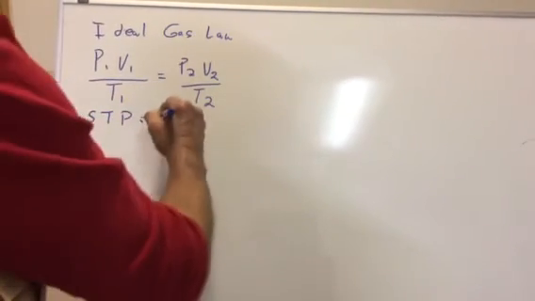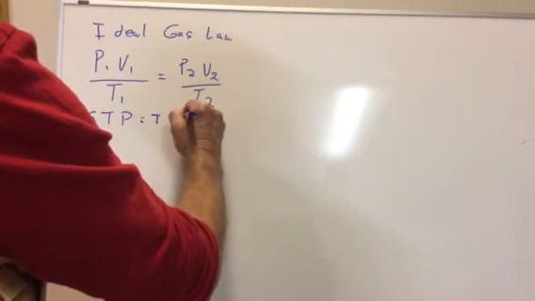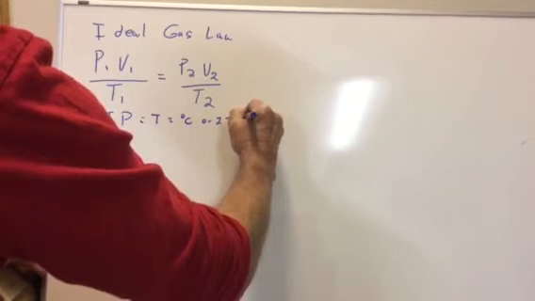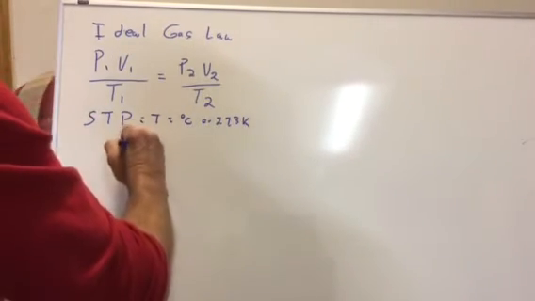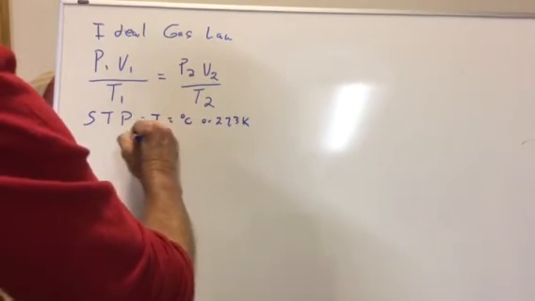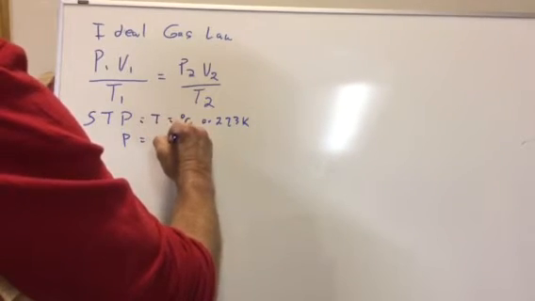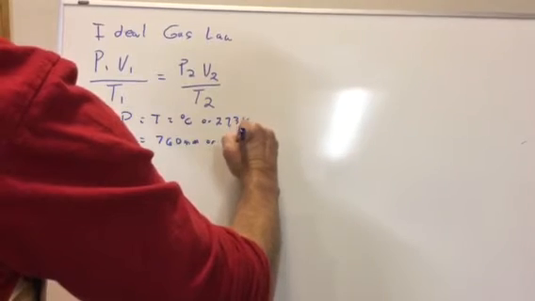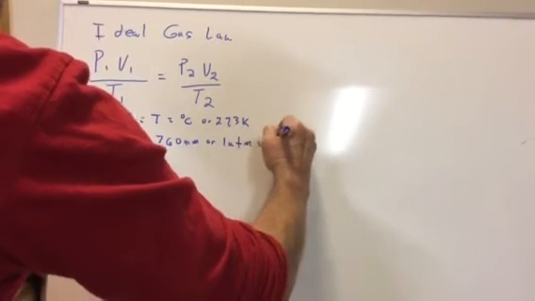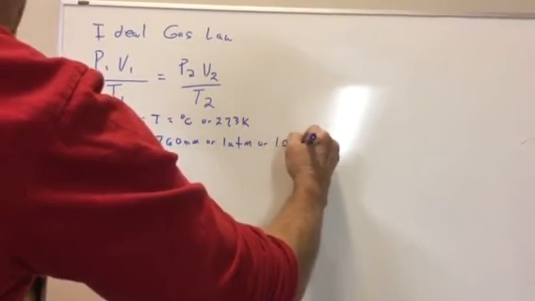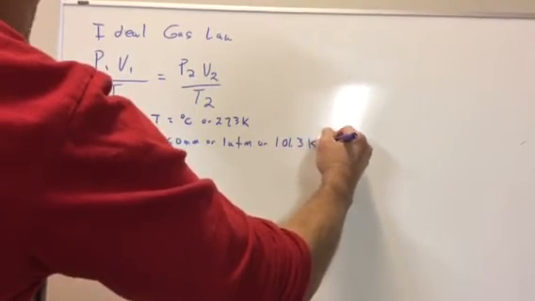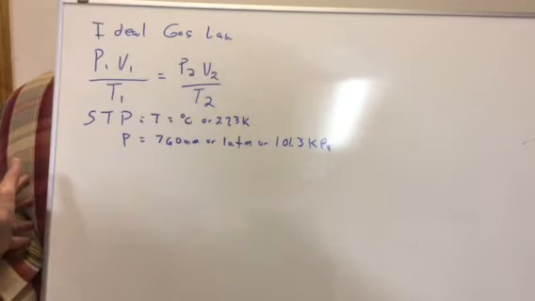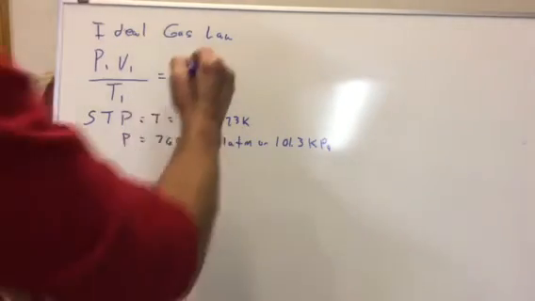For standard temperature, it's 0 degrees Celsius or 273 Kelvin. And for pressure, it's 760 millimeters, or 1 atmosphere, or 101.3 kilopascals. So in this problem, I'm asked to solve for V2. What is the new volume? So let me circle that.